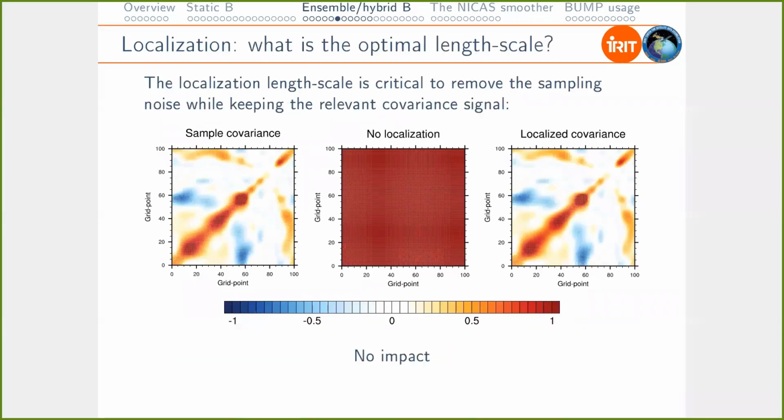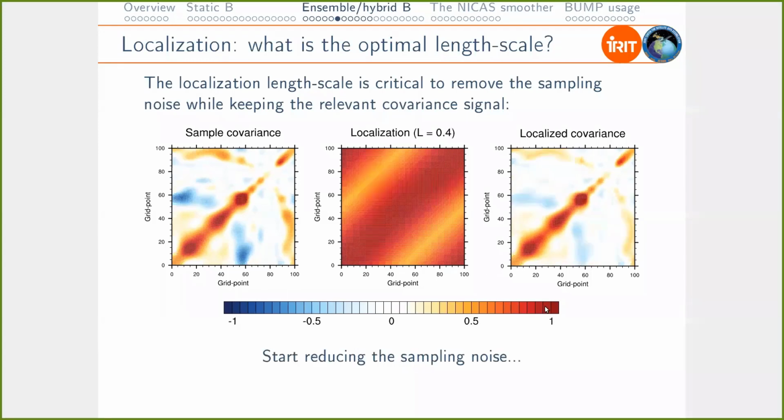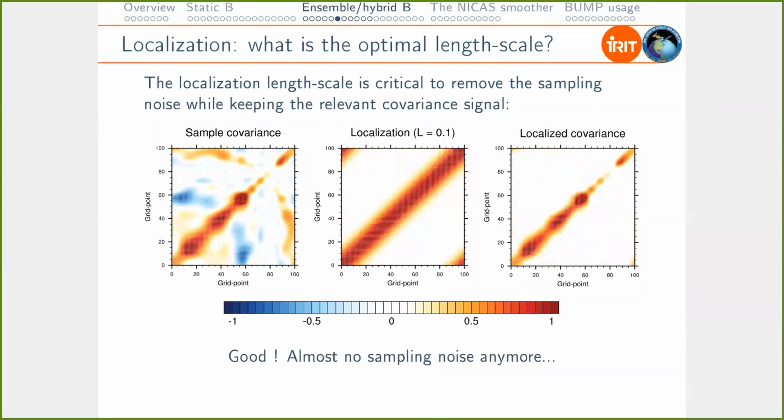So now the main question is, okay, what is the optimal length scale for the localization? And it's really critical to remove the sampling noise while keeping most of the relevant covariance signal. So here we start with no localization because the localization matrix in the center is 1 everywhere. But progressively, we will use shorter length scale. And when we are at 0.1, it's good. We have removed most of the sampling noise on the right.